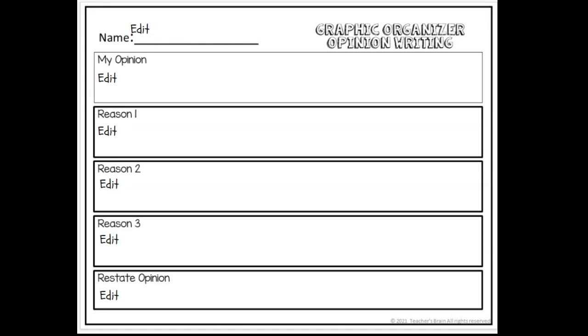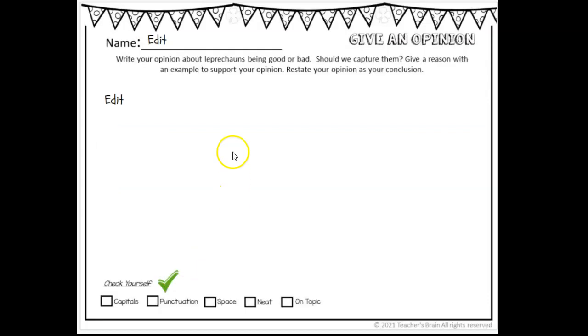Now your teacher might have you use this graphic organizer to write an opinion writing piece. You're going to give an opinion about leprechauns being good or bad. Should we capture them? Give reasons why you feel this way with an example to support your opinion, and then restate your opinion at the end. You're going to do the same thing down here with the check yourselves off.